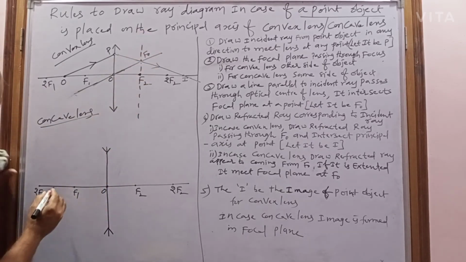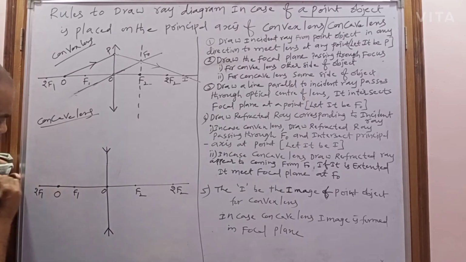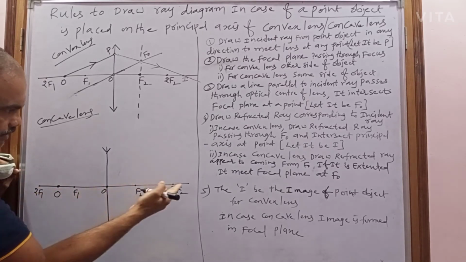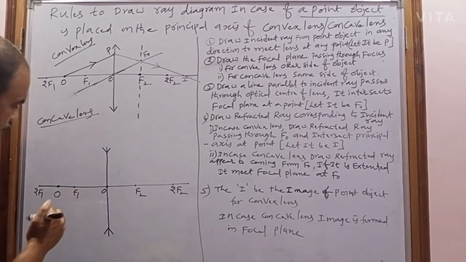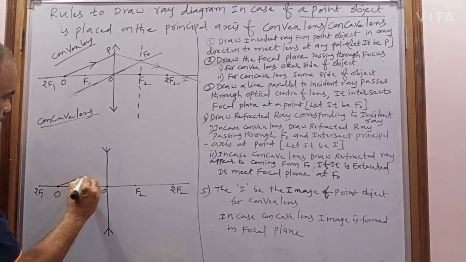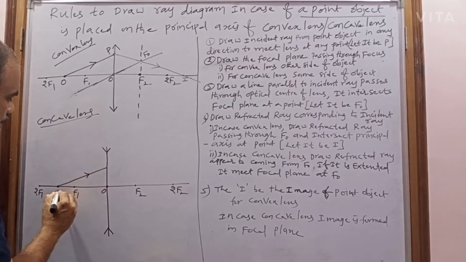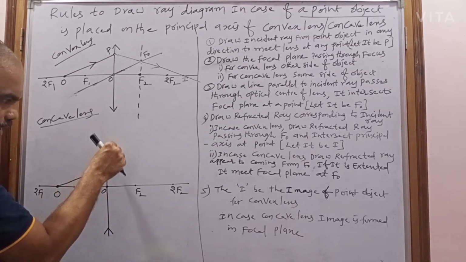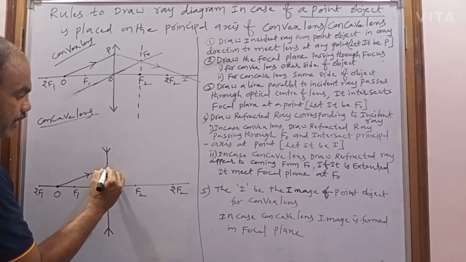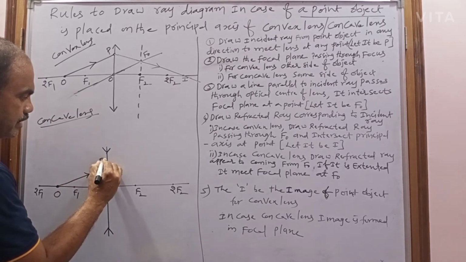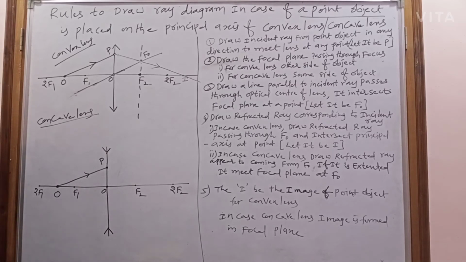So now I am taking one point object, this is a point object O. This is placed on the principal axis. Now what is the first rule? The first rule is to draw the incident ray. This is the incident ray drawn from the point object so that it is incident on the concave lens at a point. That point is considered P. Okay, this is the first rule.